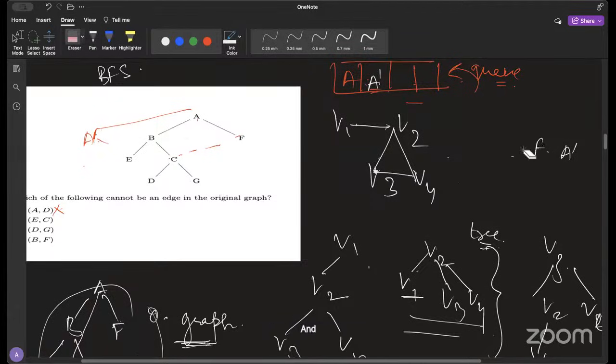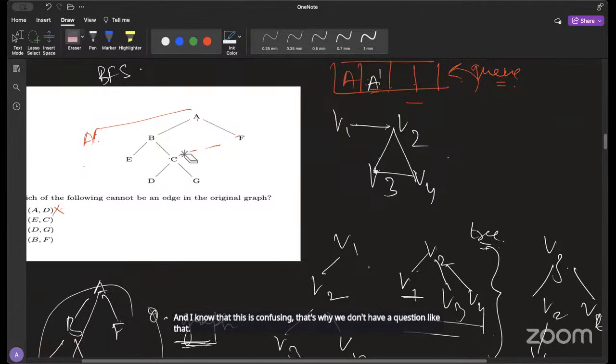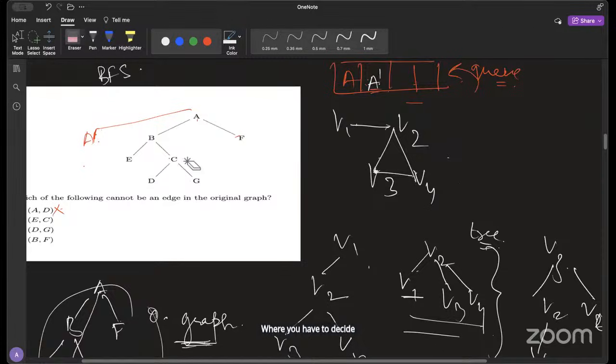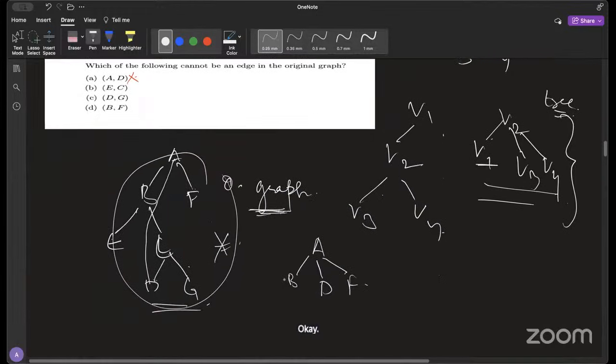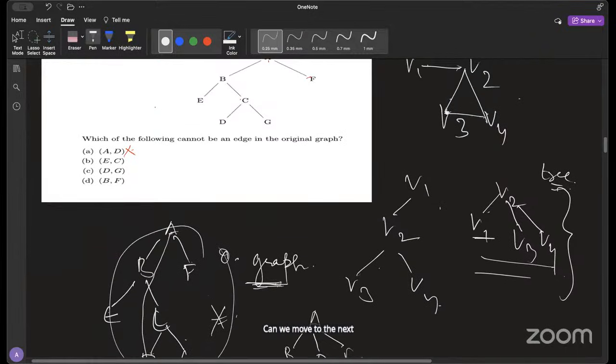And I know that this is confusing. That's why we don't have a question like that, where you have to decide the A, C thing or the C, F thing. So you don't worry about that. I hope both these things are clear. Yes, ma'am. Can we move to the next question?